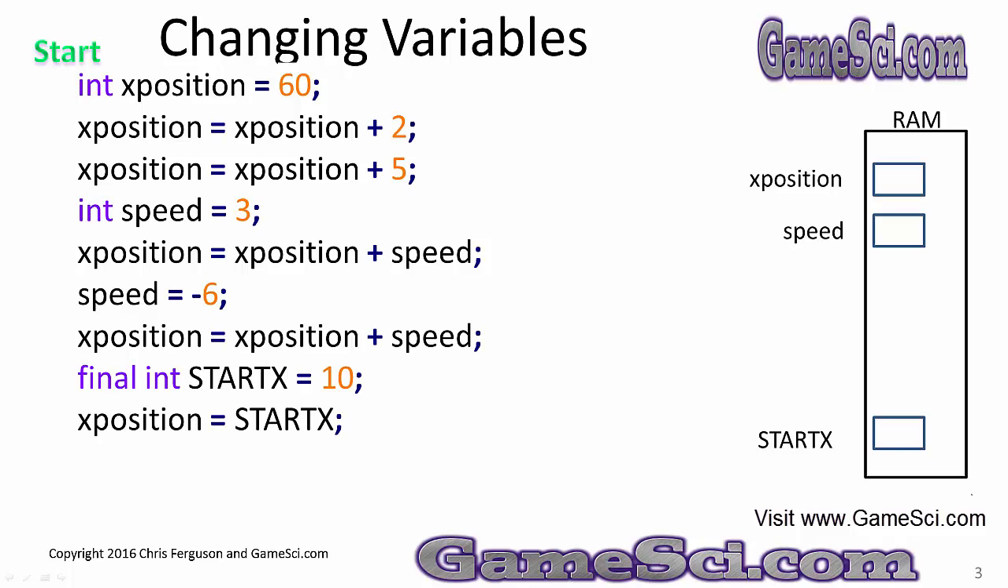Once you've declared a variable, it's time to start changing those variables, to put new values in it. So let's go through some examples where the variables get changed and modified as the program progresses. After all, they're called variables because they vary. They change as the program executes.